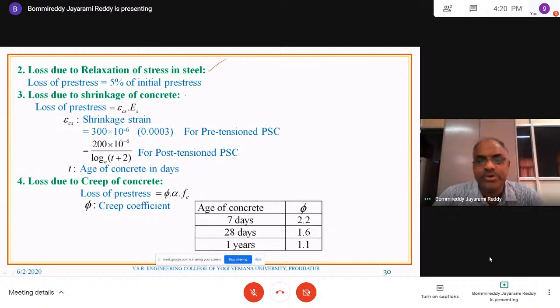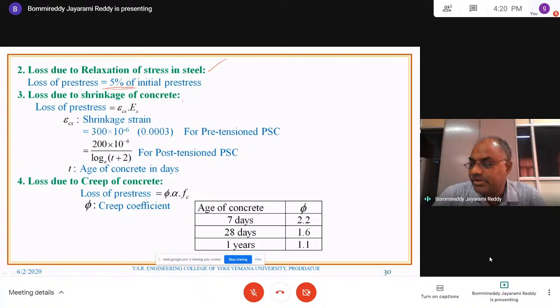Even while putting a knot to a cotton box, at the time of putting the knot, it is completely tensioned. Just after completion of the knot, some part of the stress is relaxed. That is called the relaxation of the stress, which is around 5% of the initial pre-stress. In the examination, if some numerical value or percentage is given, you can compute the magnitude accordingly.